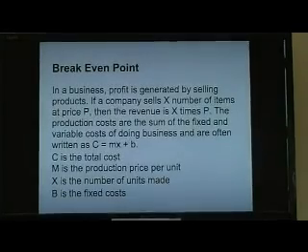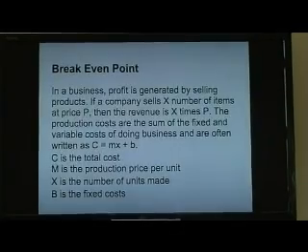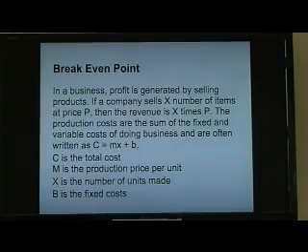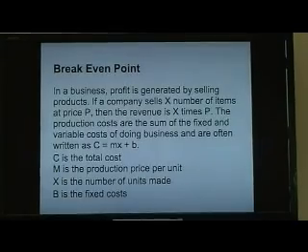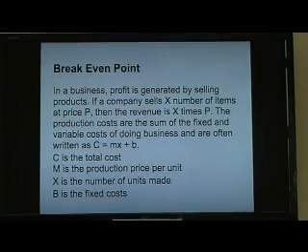Break-even point. In a business, profit is generated by selling products. If a company sells x number of items at price P, then the revenue is x times P. The production costs are the sum of the fixed and variable costs of doing business and are often written as C equals mx plus b, where C is the total cost, m is the production price per unit, x is the number of units made, and b is the fixed costs.